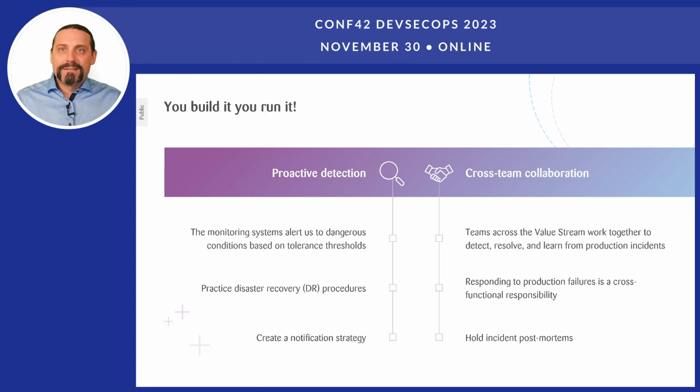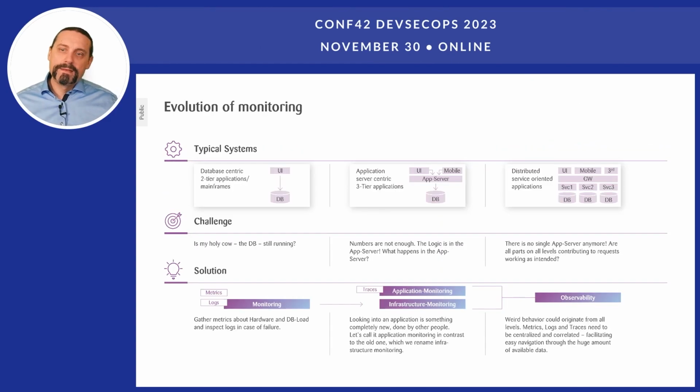We want the team to own production, so that we can work across the value stream and together respond to production failures and also hold incident post-mortems. Now, the monitoring. I already mentioned that. This is a very important thing, and I want to quickly show you how this has evolved and why everyone is now talking about observability, because that's a cornerstone when you want to architect for operability.